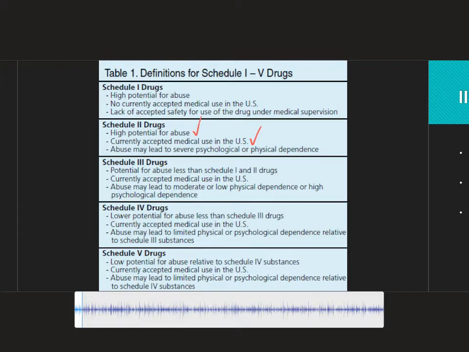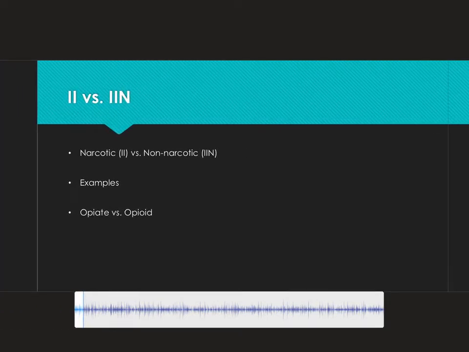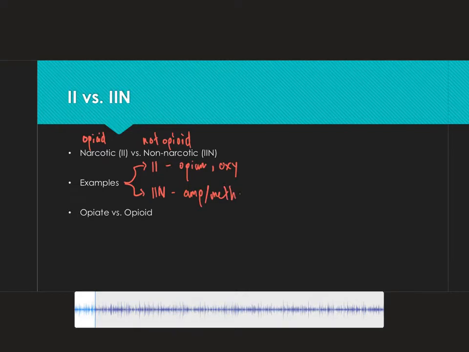approved drugs. Before we jump into the impact of Schedule II drugs, there are some distinctions that need to be made regarding its organization. Schedule II drugs are sorted by 2 and 2N, the N standing for non-narcotic. Non-narcotic essentially means that it isn't an opioid. To further explain this difference, here are some examples. Schedule II drugs include opium, morphine, and hydrocodone. Schedule IIN drugs include dextroamphetamine, also known as Adderall, methamphetamine, also known as Desoxyn, and methylphenidate, also known as Ritalin.